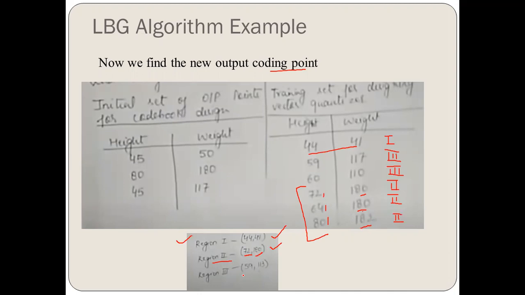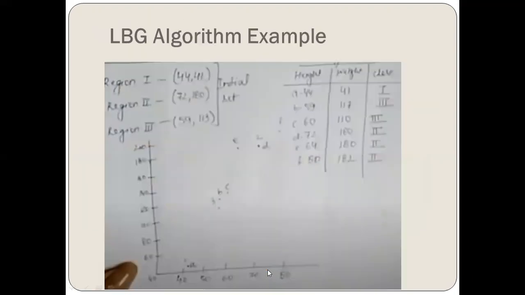And similarly, you can find for region 3. These are the two values for region 3, 59 and 60 divided by 2. So it will be 59, and 117 plus 110 divided by 2, so 113, right? Now moving further. Now we are going to take these particular regions as the initial step. Earlier we were taking the former ones. Now we are going to do the same iteration with the help of these. Now I will consider this as the initial set.